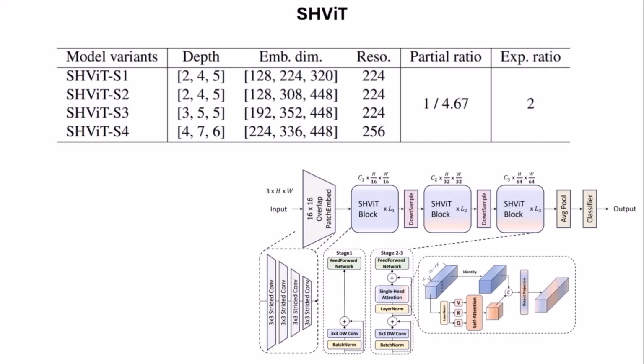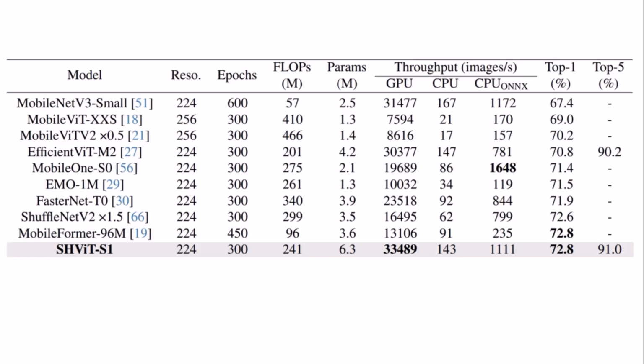So okay, that was the general idea behind this SHViT. Now let's see some results. The first one is for the S1 variant that tries to compare it with other models that were originally proposed for mobile devices, because they are very efficient and fast, but they are not as accurate as the others. So you can see that GPU throughput is around 3 times faster than the previous state of the art, while maintaining the same accuracy. So that's kind of impressive.